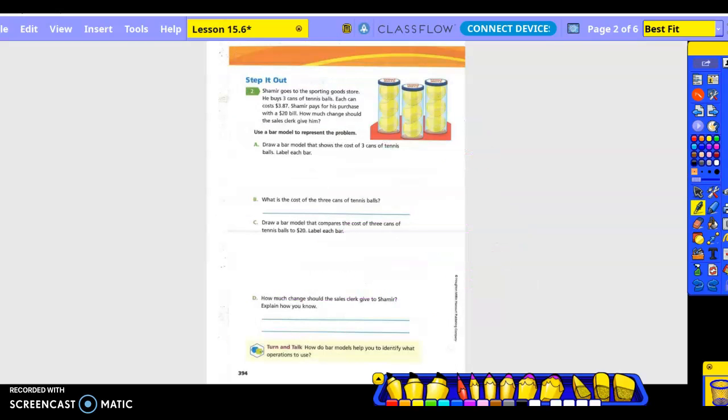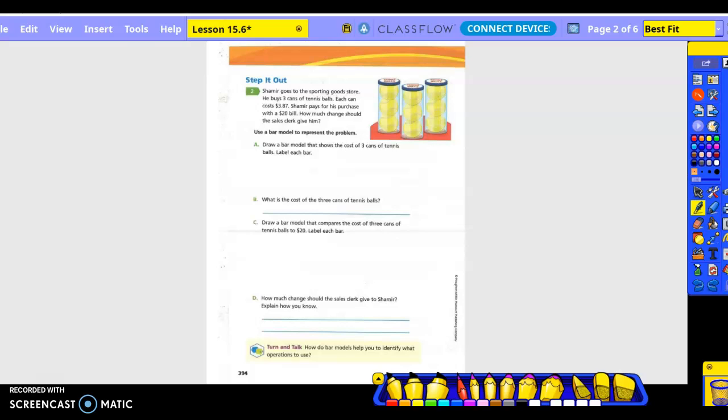Step it out. Number 2. Shamir goes to the sporting goods store. He buys 3 cans of tennis balls. Each can costs $3.87. Shamir pays for his purchase with a $20 bill. How much change should the sales clerk give him? Use the bar model to represent the problem. Draw a bar model that shows the cost of 3 cans of tennis balls.